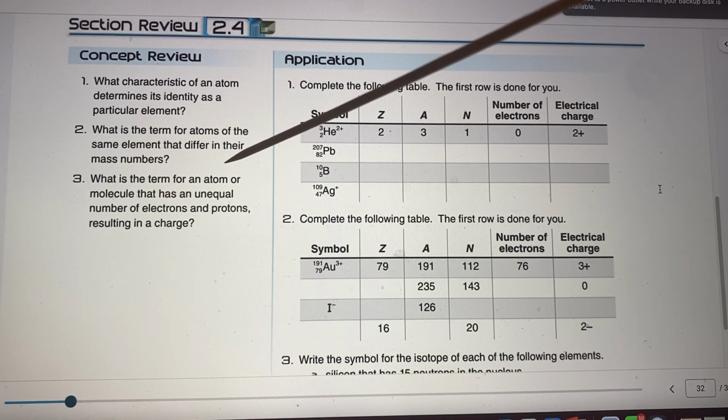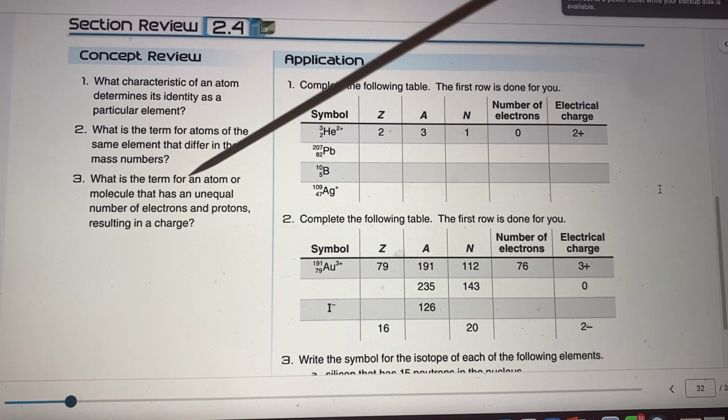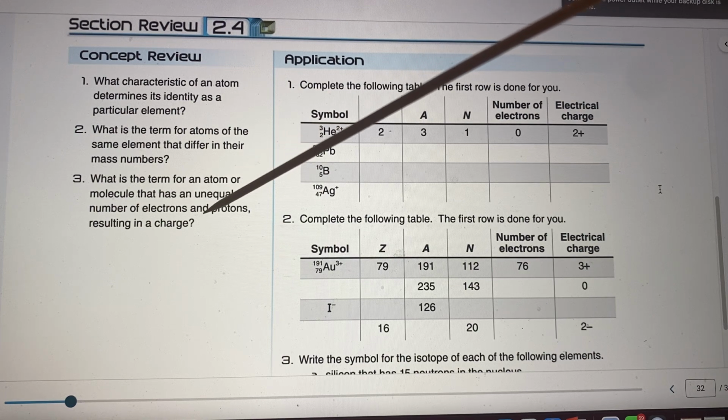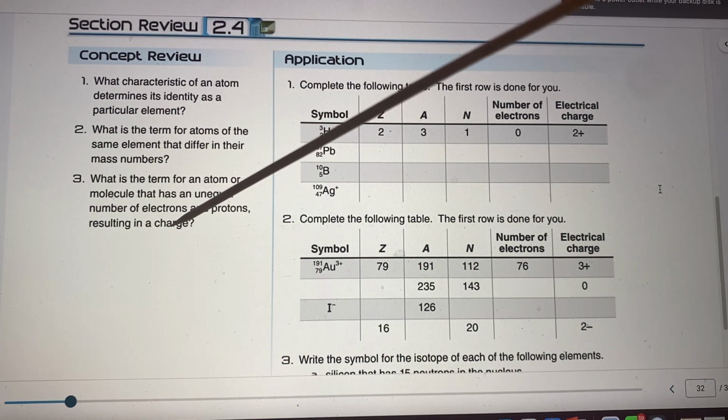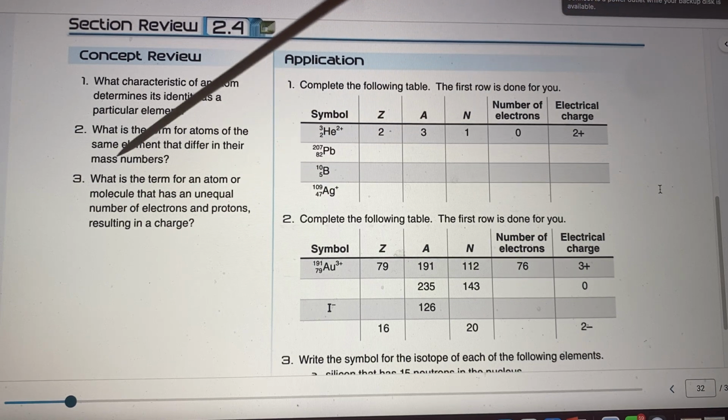What is the term for atoms of the same element that differ in their mass numbers? Isotopes. Isotopes may have a different number of neutrons, which makes the mass number different. What is the term for an atom or molecule that has an unequal number of electrons and protons, resulting in a charge? These are ions. If they're charged, they're ions.